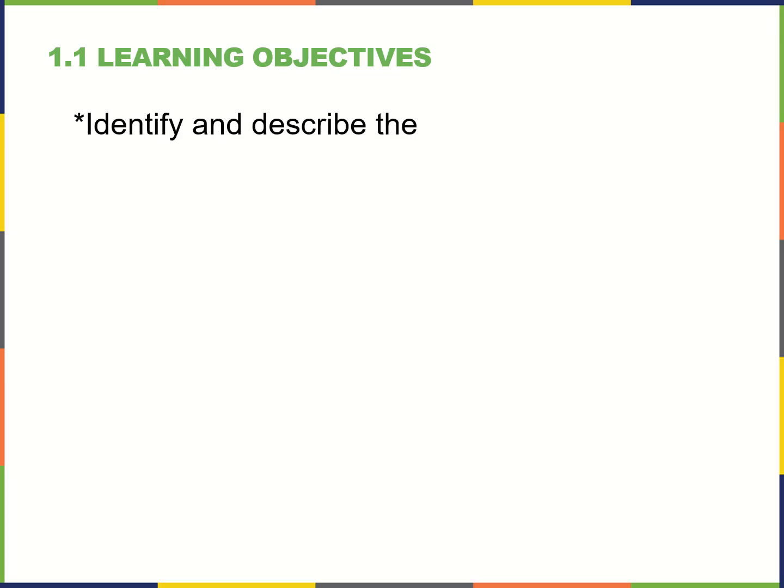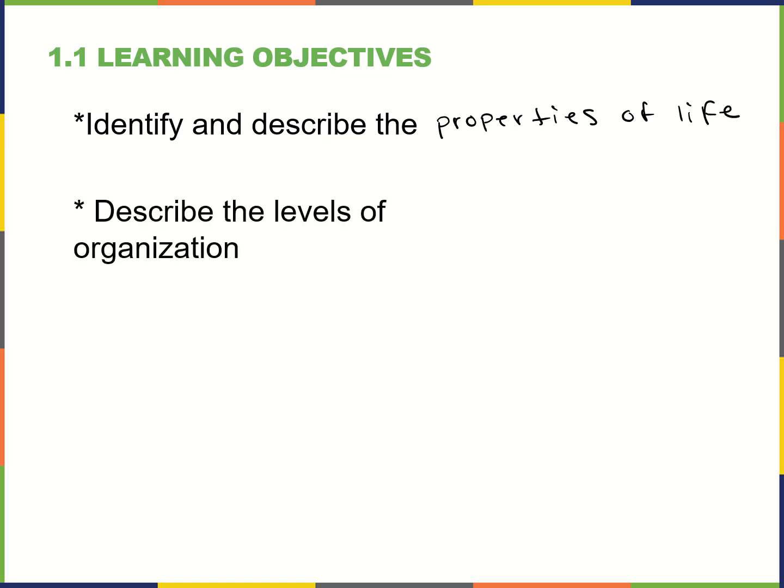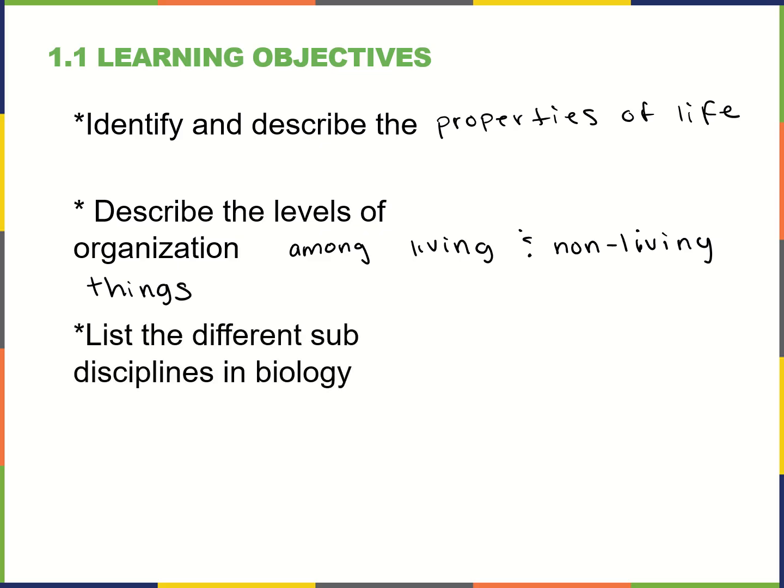So our learning objectives are to identify and describe the properties of life. Our goal here in this 1.1 will be to describe the levels of organization among living and non-living things, as well as to list some of the different subdisciplines in biology. There's a lot of subdisciplines in biology, and we will talk about a few of them.